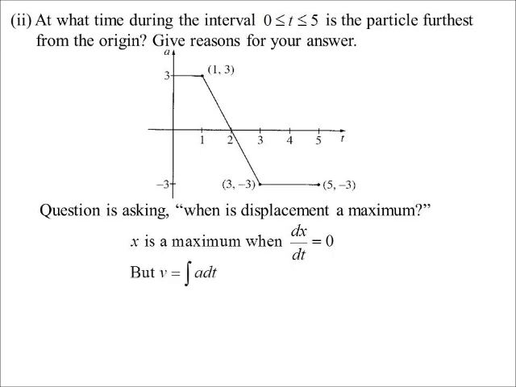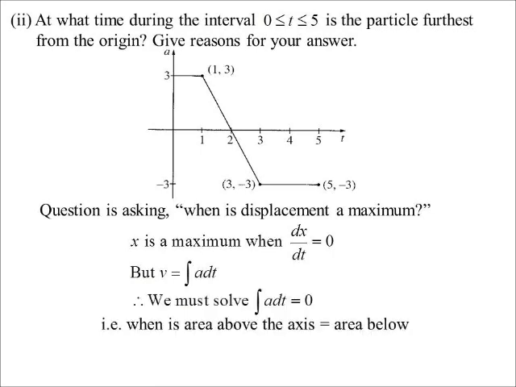Velocity, remember, is the integral of acceleration. So it's now saying, when would this integral be equal to 0? So when is the area above equal to the area below? They would cancel each other out, giving us an integral of 0. So that's what we're going to try and find. They are nice straight lines, so we can find the areas quite easily.